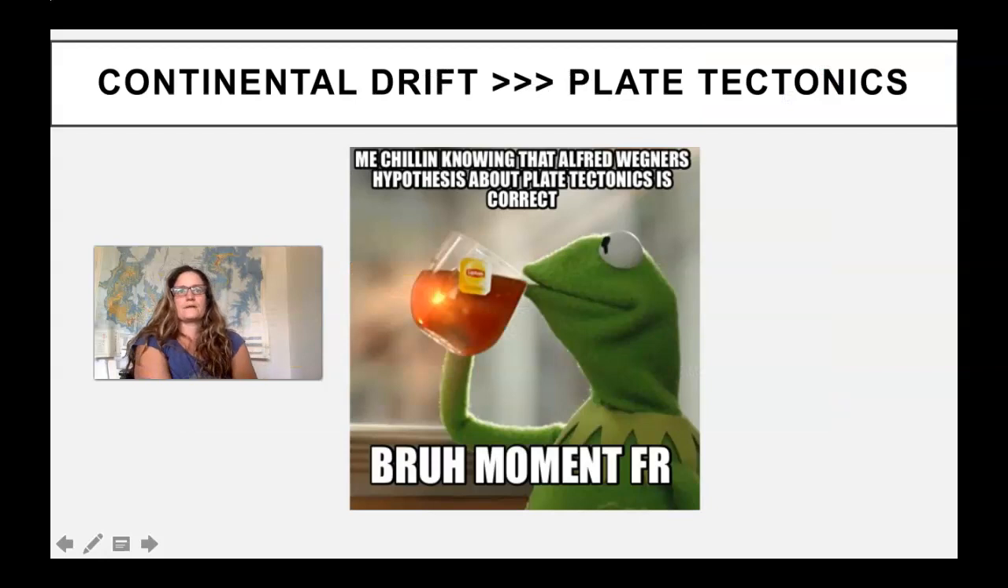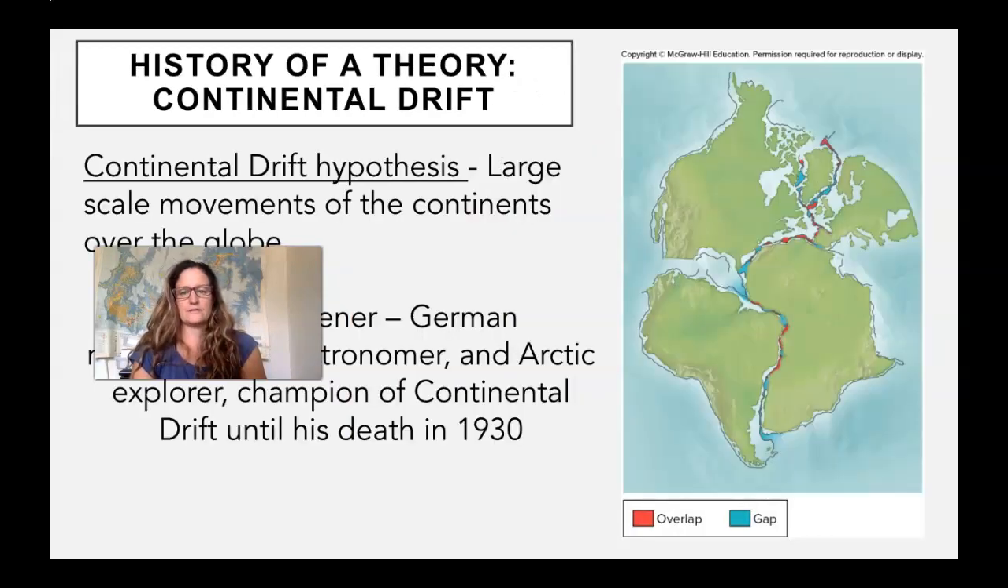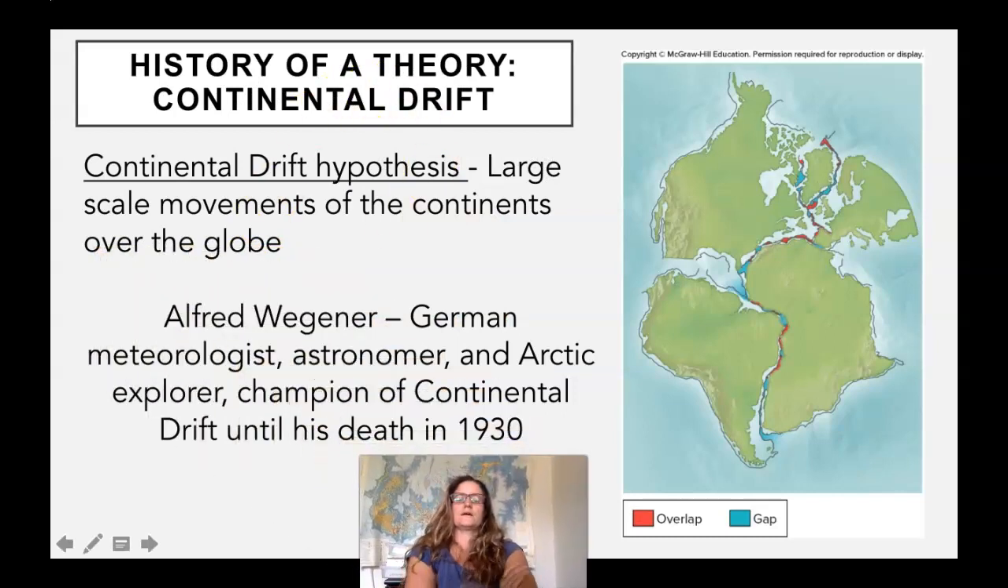Let's talk about plate tectonics then, and we'll talk about Alfred Wegener. He was a man that came up with the beginning ideas of plate tectonics, and we'll call that continental drift. Alfred Wegener was a German meteorologist, astronomer, and Arctic explorer, and a champion of continental drift until his death in 1930. Continental drift was all about the idea that the continents are not fixed. They move about the globe. There are large-scale movements of continents around the globe.